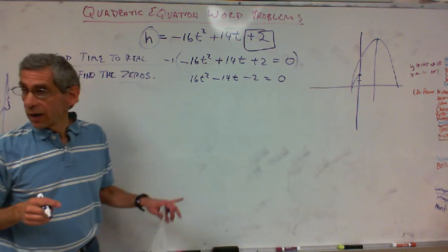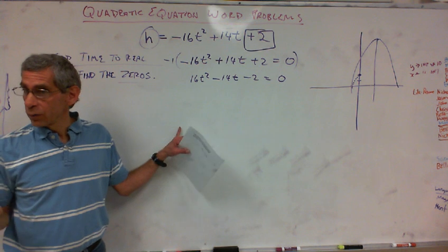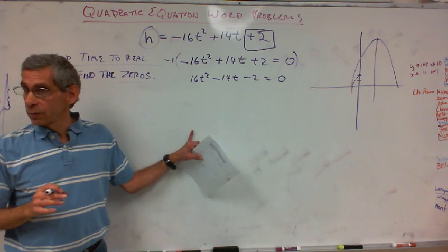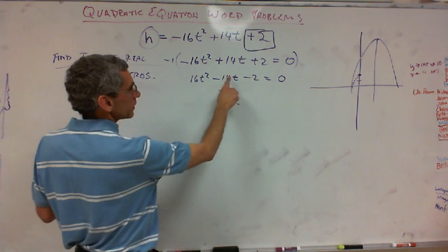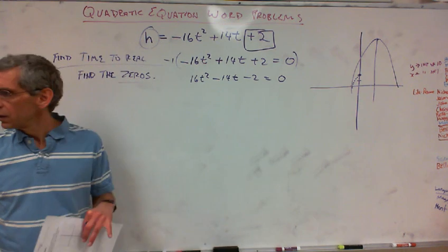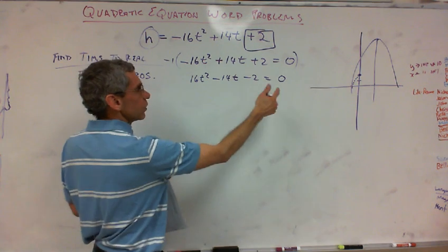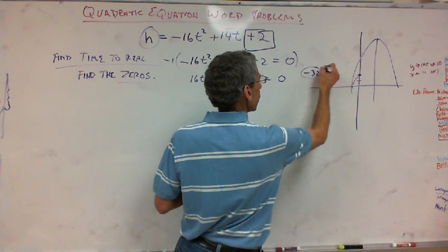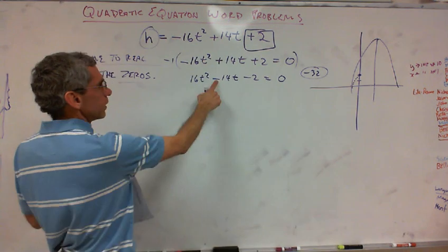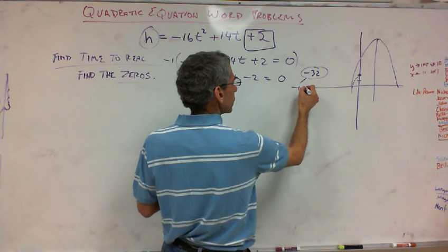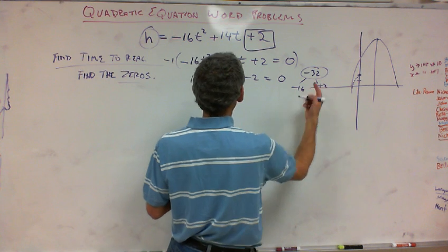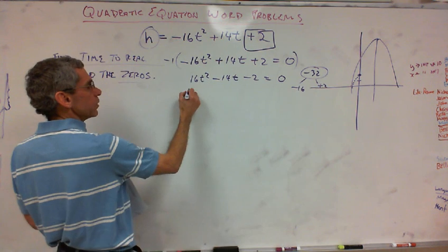I could use the quadratic formula, and a lot of people would just immediately jump into it. But I'm thinking, 16 times -2, if I use Gary's terrific trick, remember that? 16 times -2 is -32. Factors of -32 that equal -14: -16 and +2 equal -14. Oh, cool. So I'm going to just do that.